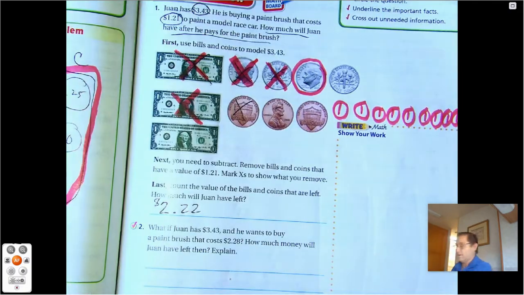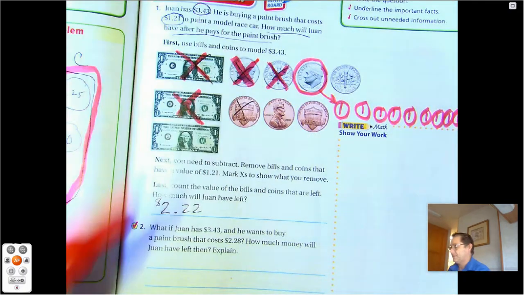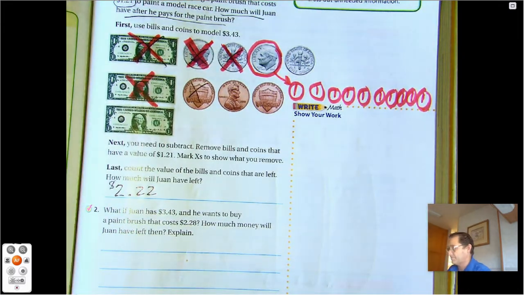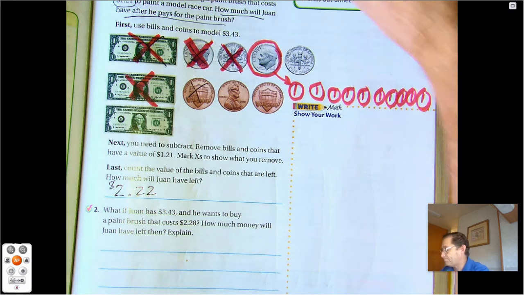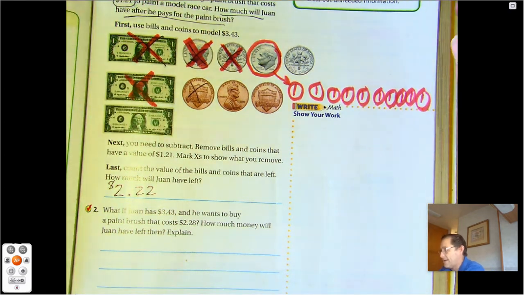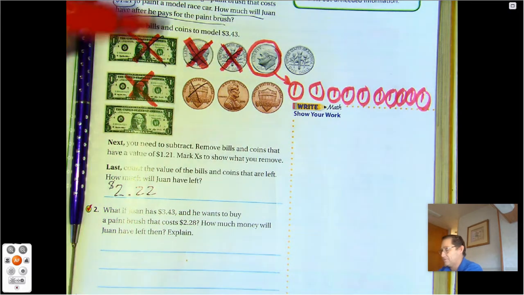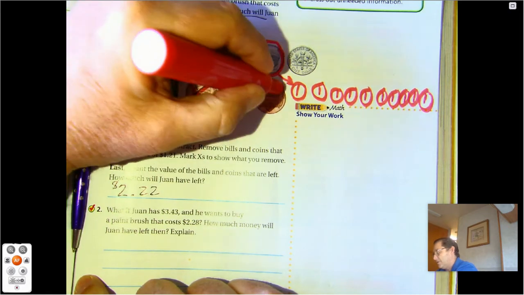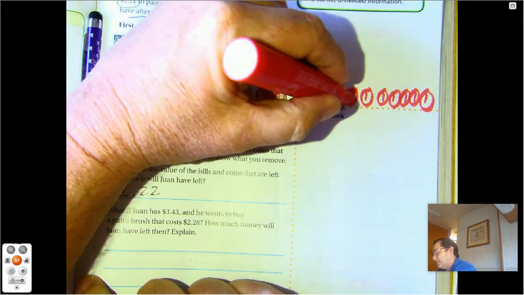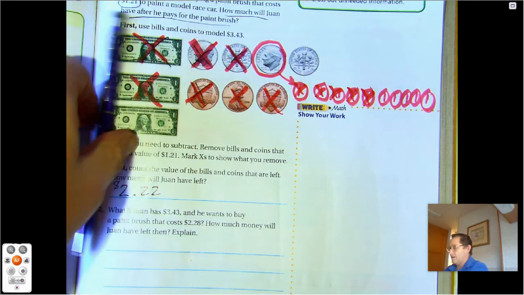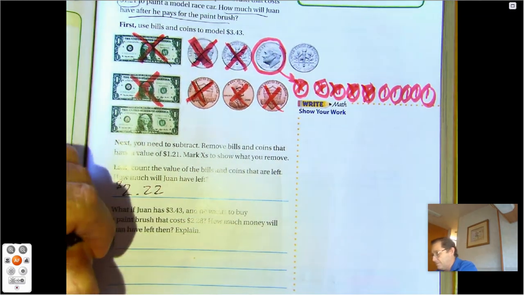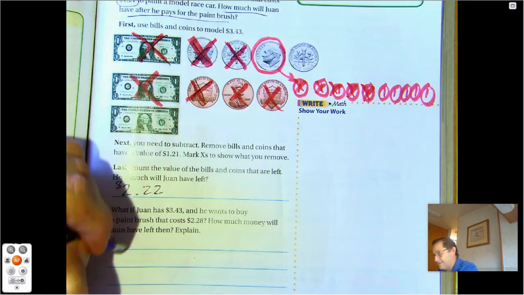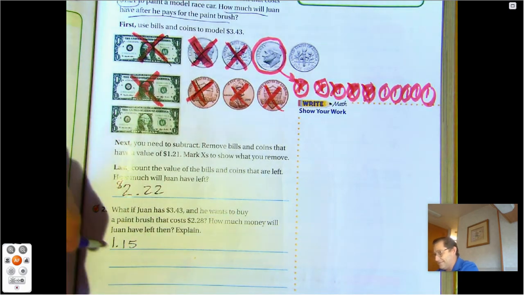All right, so what did I do? I exchanged the dime for 10 pennies, just for the model part of this. Now I still need to cross out 8 pennies, because right now I've only eliminated $2.20. 21, 22, 23, 24, 25, 26, 27, 28. So how much do I have left? I have $1, 10, 11, 12, 13, 14, 15. I have $1.15 left.